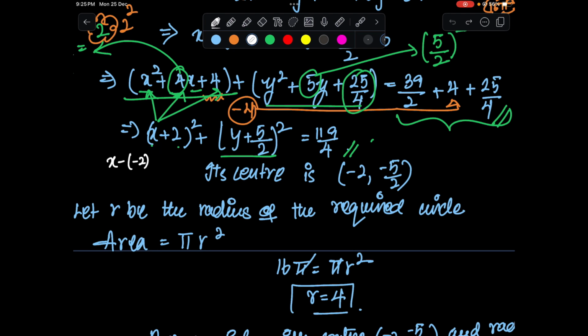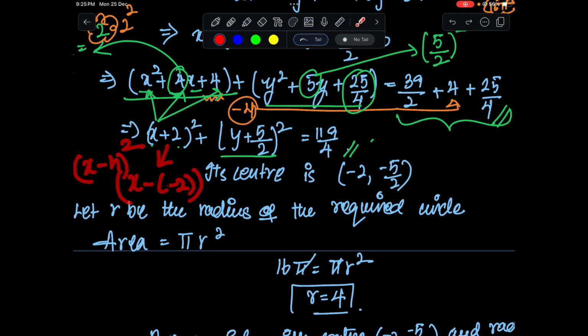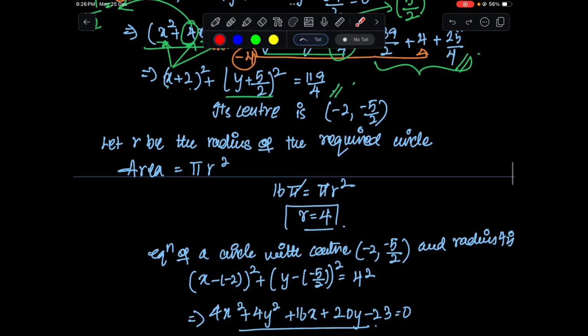The reason I am writing into that form is to make you understand that over here the center is minus 2 and minus 5 by 2, because when we started we said it should be of this form. So this can be written as x minus of minus 2 the whole square. So this becomes our h. Similarly, this is our k. Now I got the center.